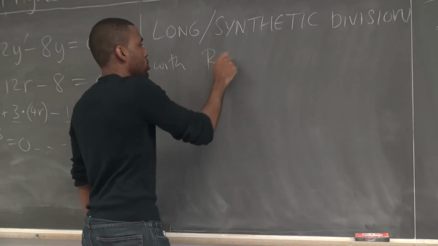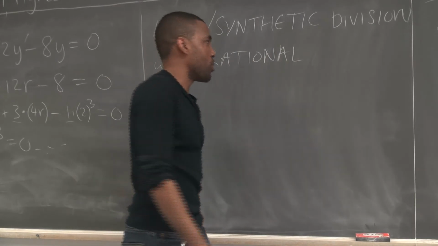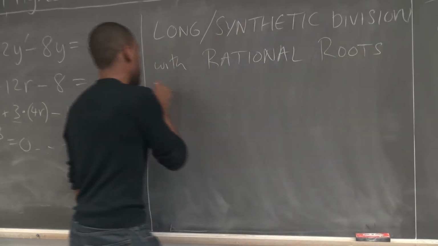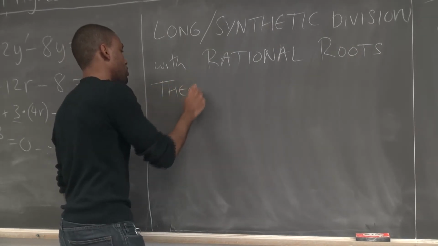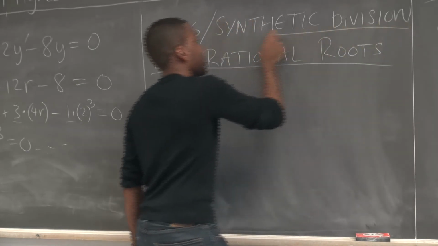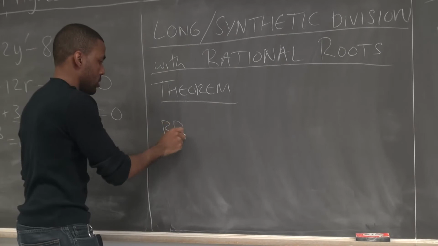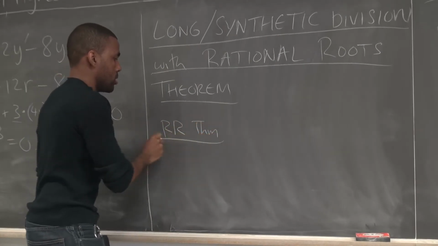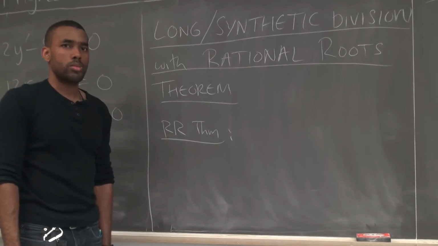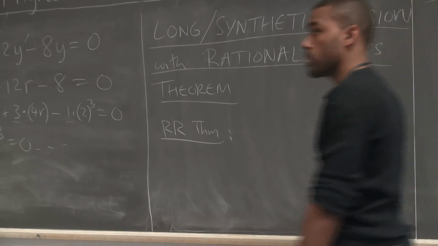With the rational roots theorem, because they're not going to tell you what one of the factors is, you'll also have to know the rational roots theorem. Does anyone know what the rational roots theorem says? The last coefficient, the constant, divided by the first coefficient.